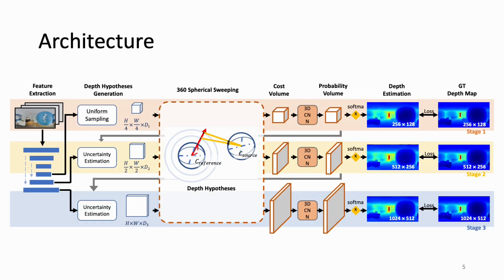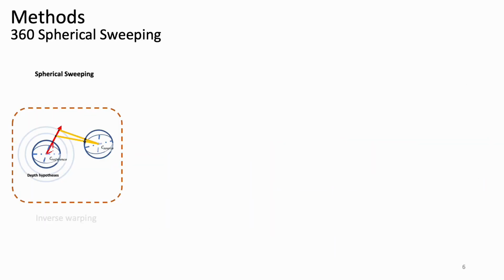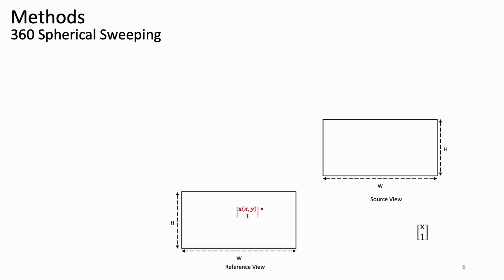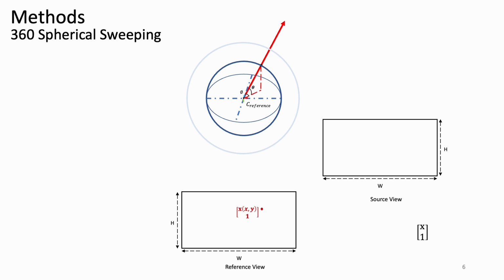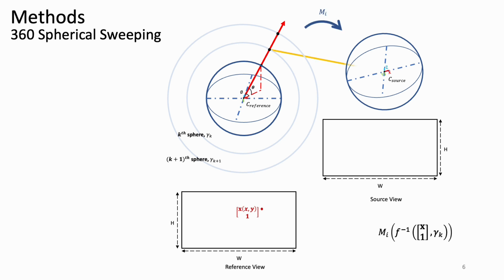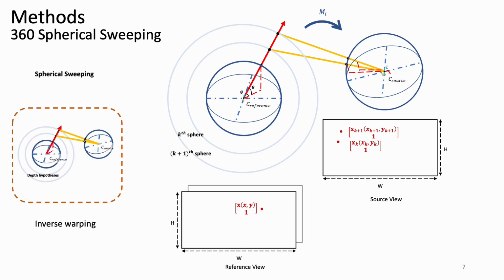Here is the architecture of our network. Our proposed 360 sweeping module warps the feature map of a source image onto a series of virtual spheres centered at the reference view with different radius based on the depth hypothesis. With a carefully defined process, we can resample the source view feature to the reference view based on the depth hypothesis. By sweeping through different radius, source view features are warped to the reference view to form a cost volume.